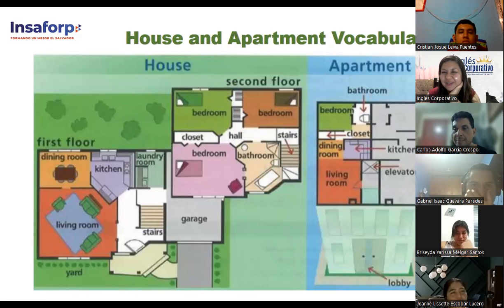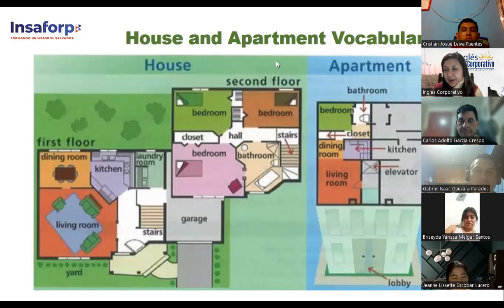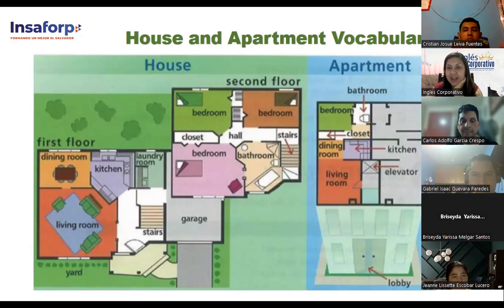What is the difference? Okay, house. A house is bigger than an apartment, right? A house can be bigger than an apartment. The house has more bedrooms or rooms. And in an apartment, you can have neighbors up to you, above you, or below you, right? There are many floors.